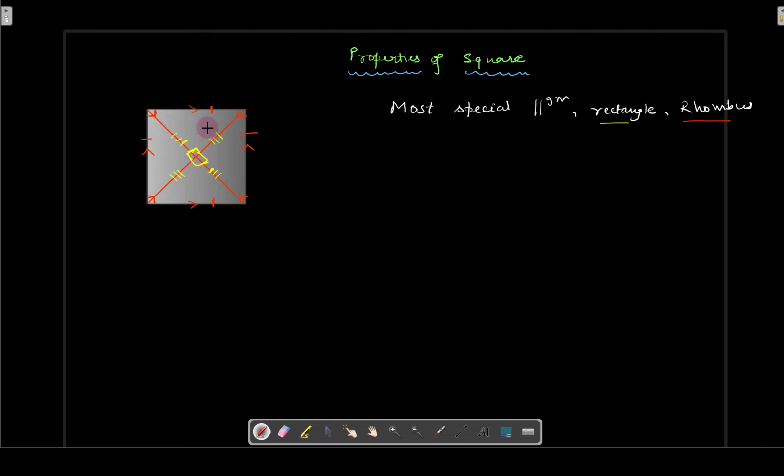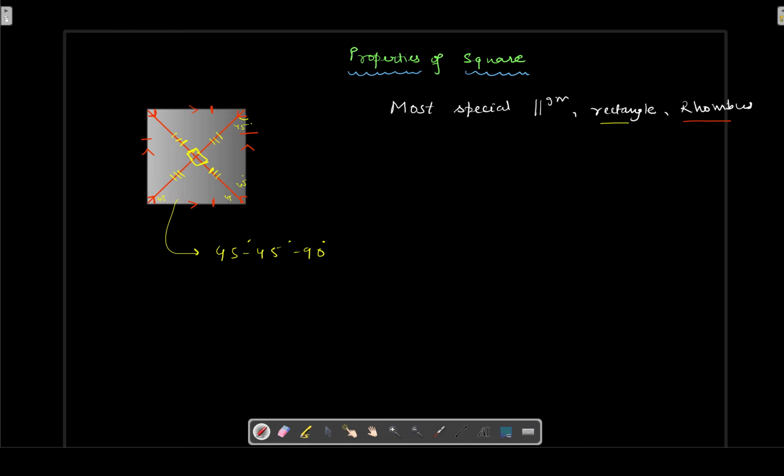Then consecutive angles are supplementary, and here diagonals bisect opposite angles. So in squares, the total angle is 90 degrees, but it is bisected by the diagonals. So all of these will be 45, 45, 45, 45. These are the properties of squares, and of course all of these triangles will be isosceles triangles. Now all of these triangles will be special isosceles triangles. They will be 45-45-90 triangles.